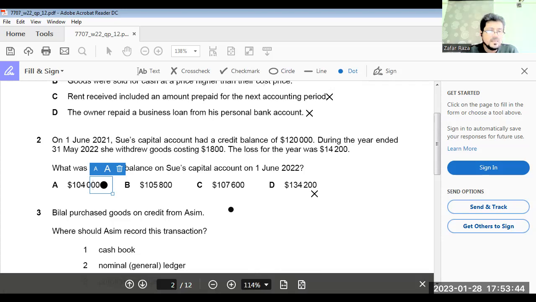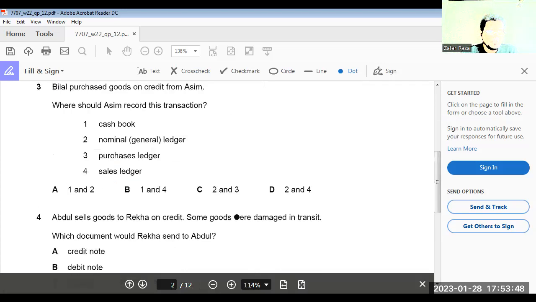Now, come to question number 3. Bilal purchased goods on credit from Asim. Where should Asim record this transaction? So, Bilal is the buyer, Asim is the seller.